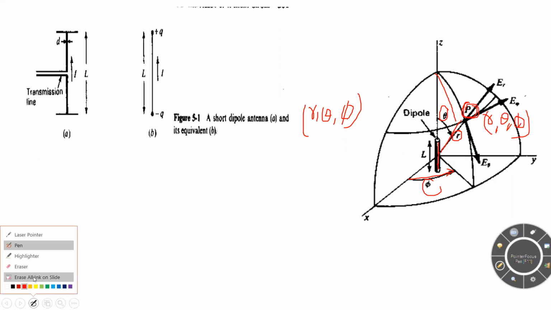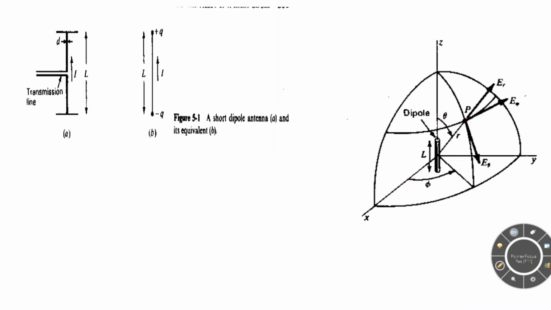At this point, I can have three components for the electric field. One is the radial component, which is identified by E r. Another one is the phi component, identified by E phi. Another one is the theta component, identified by E theta. So E phi is with respect to this phi direction, E theta is with respect to this theta direction, and E r is with respect to the radial direction. These are the three components we need to identify. This is the geometrical representation of the dipole placed in the spherical coordinate system.